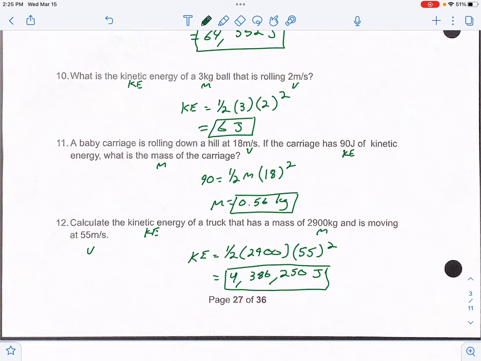Now, this practice hopefully was good just for using KE and PE, okay, because you need to get real good at using kinetic energy and potential energy because the next page we go over is going to deal with both of them at the same time.